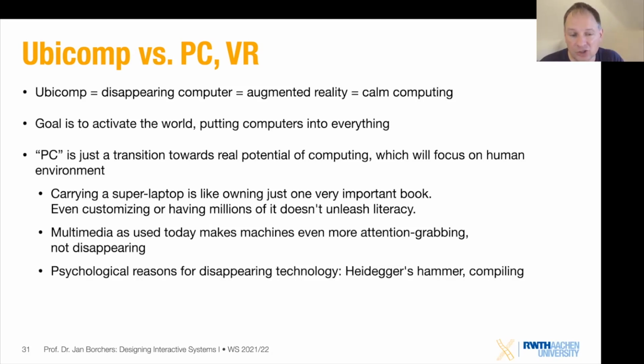There are some psychological reasons for technology that is successful disappearing in your conscience. Heidegger's hammer is a bit of a misnomer maybe, but there is a philosophical theory behind this that is based on some of Heidegger's work. The idea is if you're hammering a nail into the wall to put up a picture, you are not thinking about the hammer you're using. You're thinking about the picture and where the nail is going to go. The hammer is a tool that you don't think about consciously.